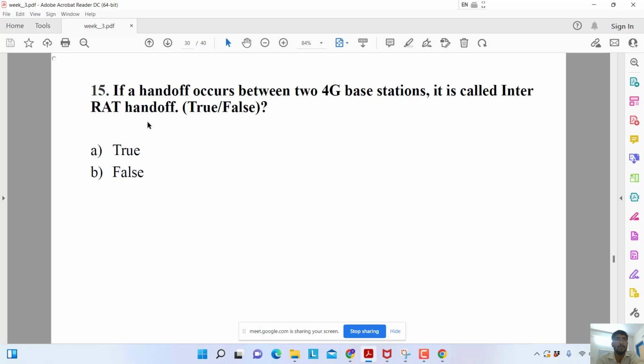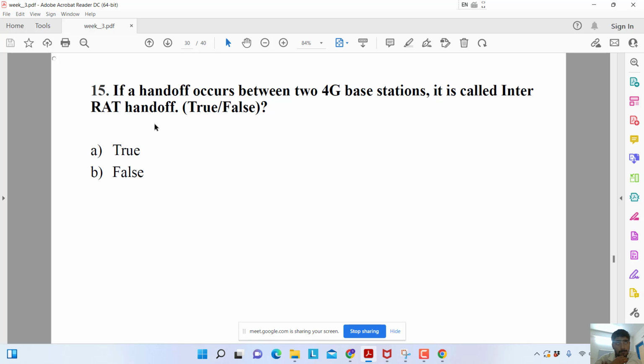There's a theoretical question. Question number 15: if a handoff occurs between 4G base stations, it is called inter-RAT handoff, true or false. Here the handoff is occurring between 4G base stations, meaning the switching happens between two same-type base stations. Is it called inter-RAT handoff or not?